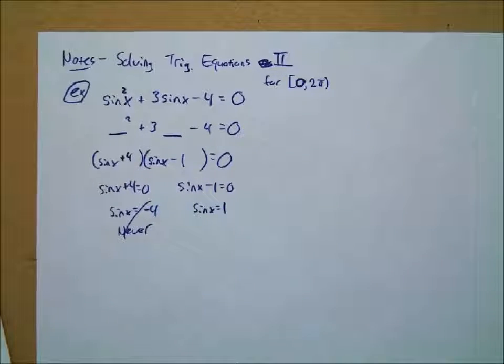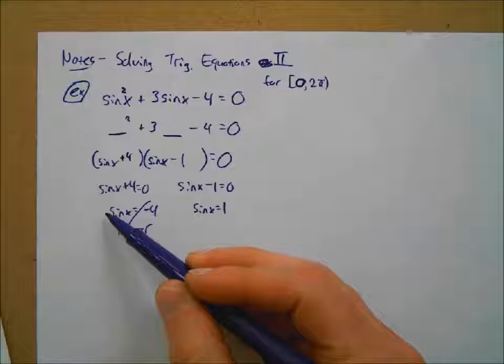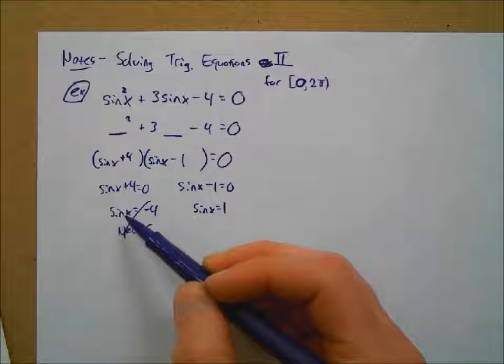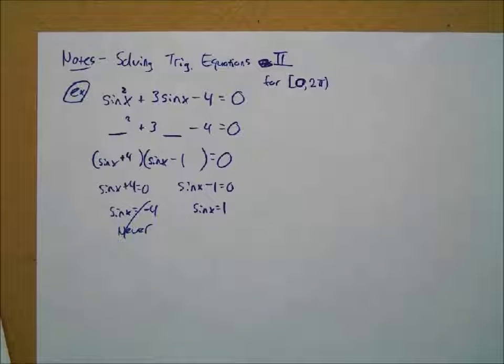Okay, dead end. Again, we're talking about just plain old sine here, right? It's just sine of x. There's no transformations, no a in front that changes the amplitude, no vertical shift or anything like that. We get just plain old sine of x. The highest it can be is 1. The lowest it'll be is -1. It can never equal -4, so it's impossible.